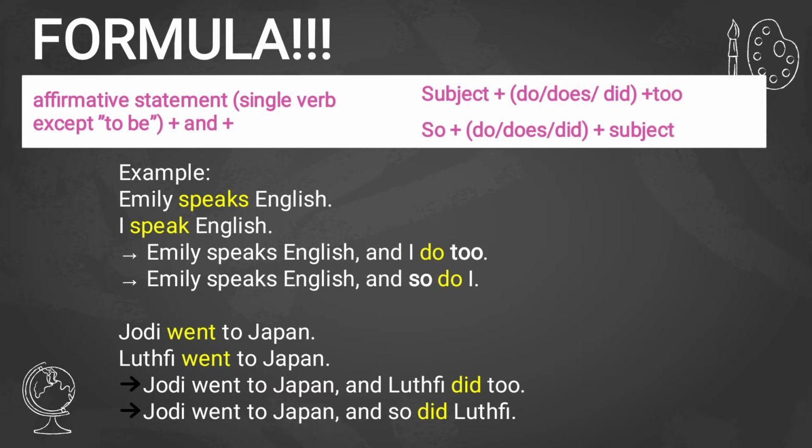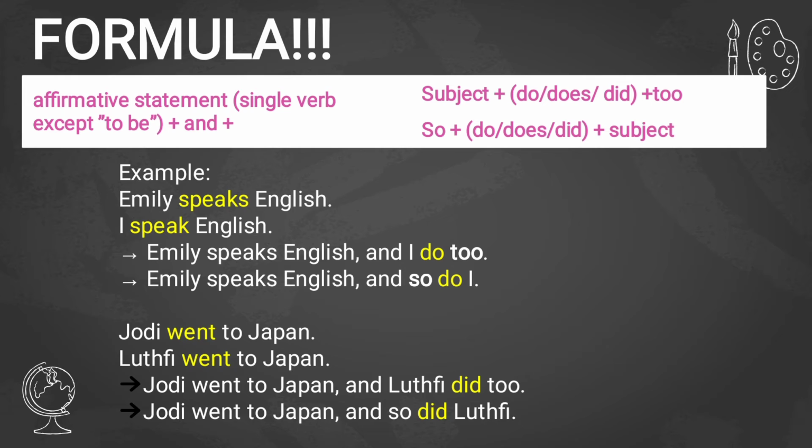Okay. And then the next, the formula of affirmative statement containing single verb. Jadi kalimat positif yang dia mengandung hanya satu kata kerja sebagai predikatnya, tidak ada tambahan to be, tidak ada tambahan auxiliary. Maka setelah affirmative statement akan diikuti dengan kata and, kemudian subjeknya, kemudian bisa pilih do, does, or did, kemudian too. Ingat baik-baik bahwa kita memilih do, does, did ini berdasarkan pada single verb dalam predikat itu.